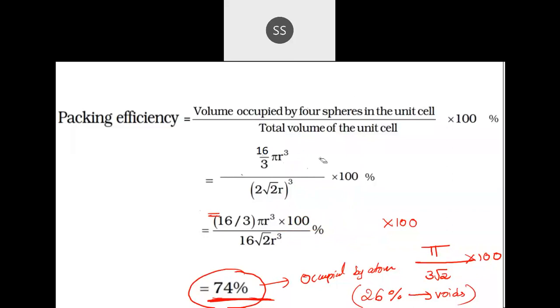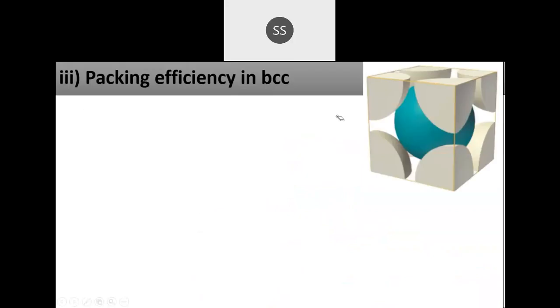Now let's go for the last one, packing efficiency. We need to calculate in BCC. In body centered, one atom is exactly present in the center of that unit cell, and then we have 8 corner atoms. To calculate the packing efficiency for this body centered, first we will find out the volume of the atoms. How many atoms in BCC? Quickly tell me. 2, correct? So I should write here 2 into volume of the sphere.